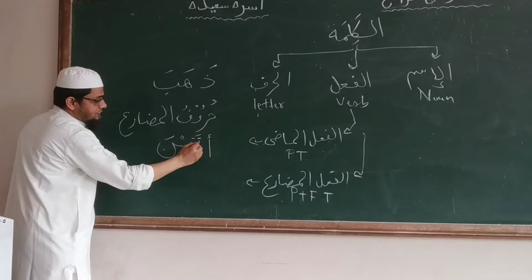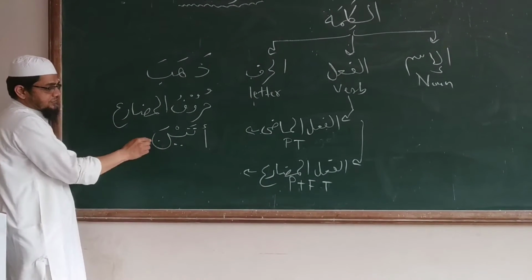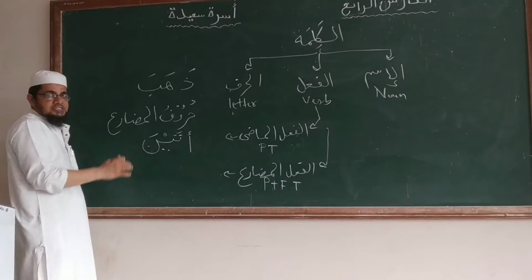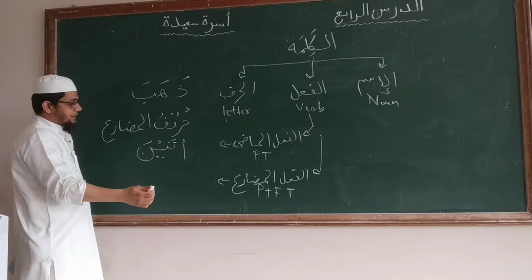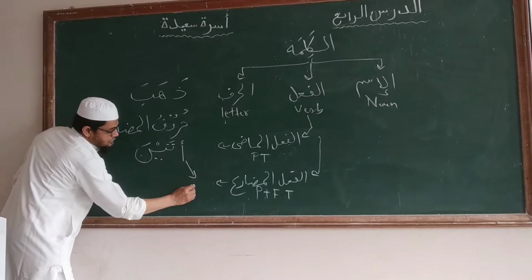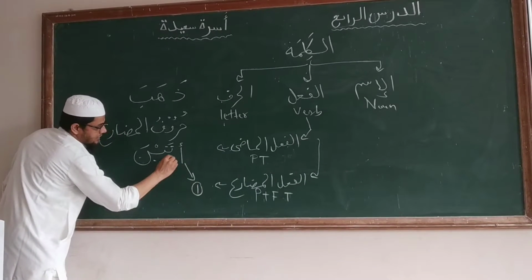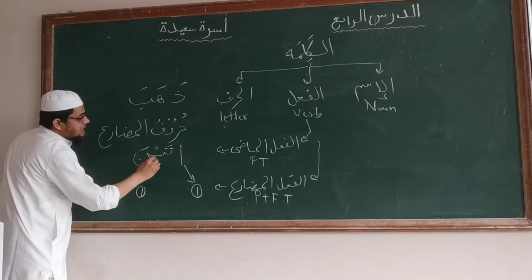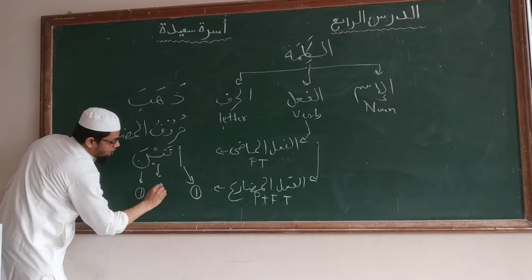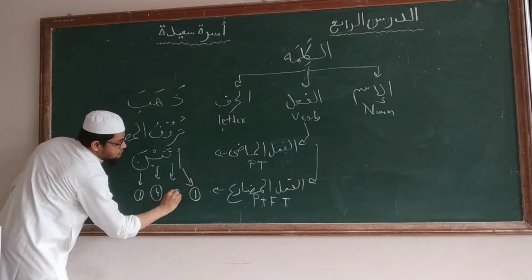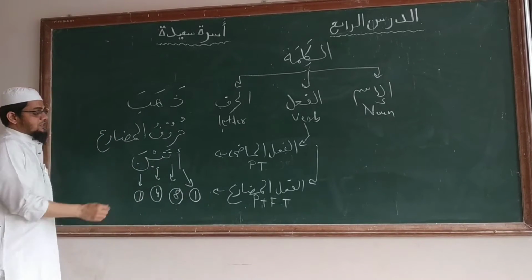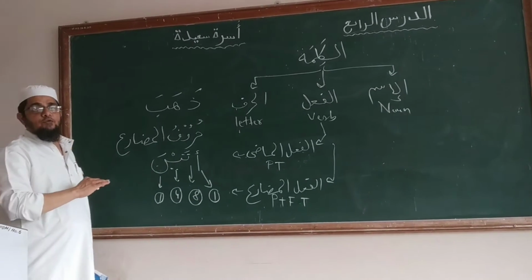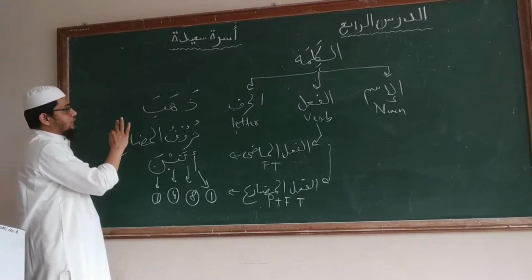Alif, ta, ya, nun. These are the 4 letters added. Alif is used in one word, nun is used in one word, ya is used for 4, and ta is used for 8. So these are 8 for 12, 13 and 14. So these are the total 14 forms for making fi'l mudhari.